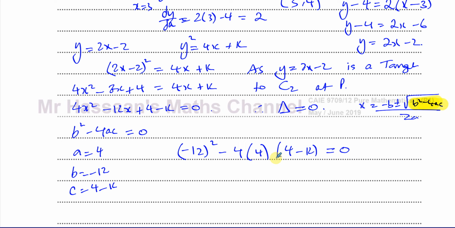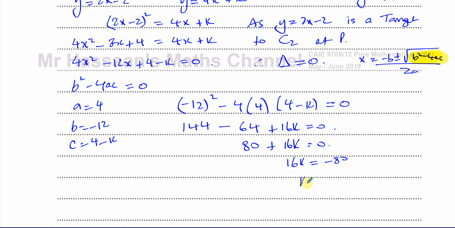So we're going to have minus 12 squared, which is 144, minus 4 times 4, which is 16, so minus 16 times 4 is minus 64, and minus 16 times minus k is plus 16k equals 0. So 144 minus 64 is 80, so 80 plus 16k equals 0. 16k is equal to negative 80, which means that k is equal to negative 80 over 16, which is 5, so it's going to be negative 5. So k is equal to negative 5.